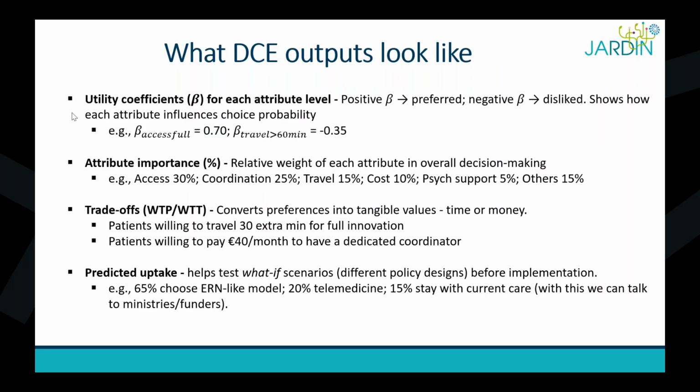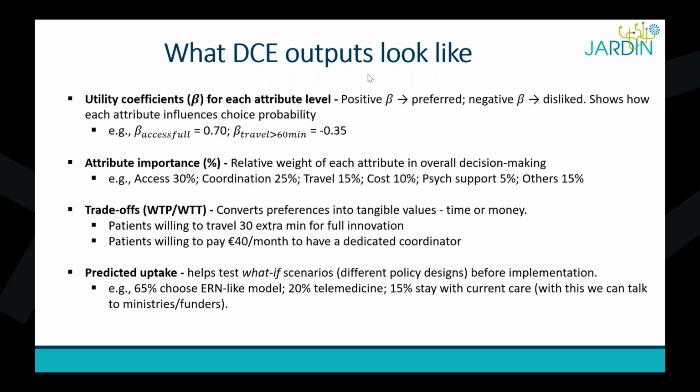Basically, it shows how each attribute influences the choice probability. For instance, just take an example. Okay, if you get a coefficient of 0.7 for access to full innovation compared to no innovation, then it means that access to full innovation is preferred. Traveling more than 60 minutes is less preferred because it has a negative sign. So we expect to get something like this.